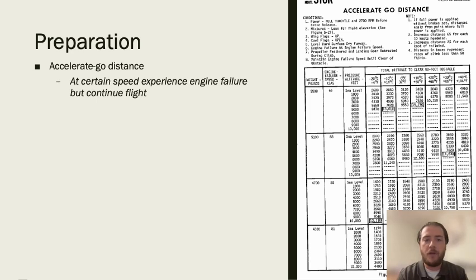Also, we have the accelerate go distance, so this is going to be at a certain speed, experiencing engine failure, but continuing the flight, and this is going to show us the total distance to clear a 50-foot obstacle, which in some cases we can see is in excess of 10,000 feet, so we might not even have enough distance once we rotate to even clear any kind of obstacle that's at the end of the runway.